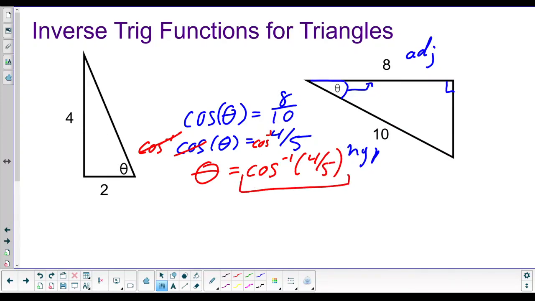This thing goes in the calculator now. So we're going to do our inverse cosine of 4 over 5. And then it spits out a number that's eerily complementary to this one. So theta in this case equals 36.87 degrees. And there you go. That's how you do inverses.